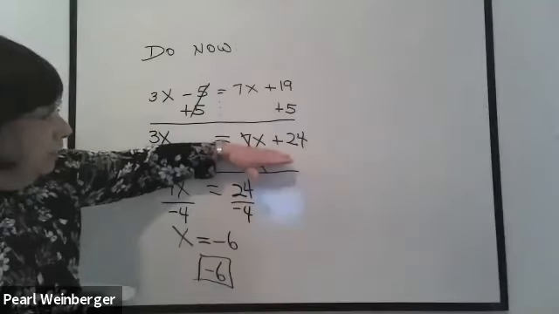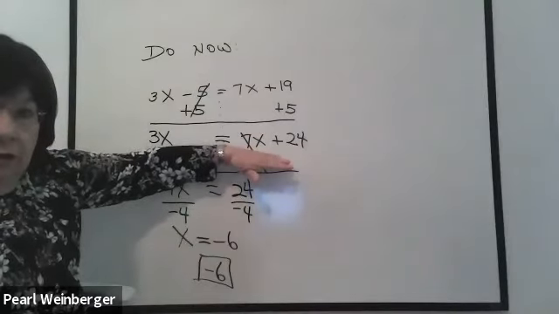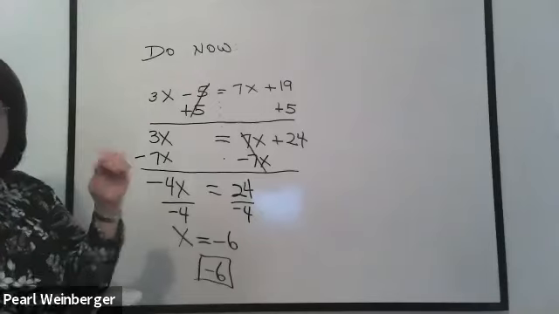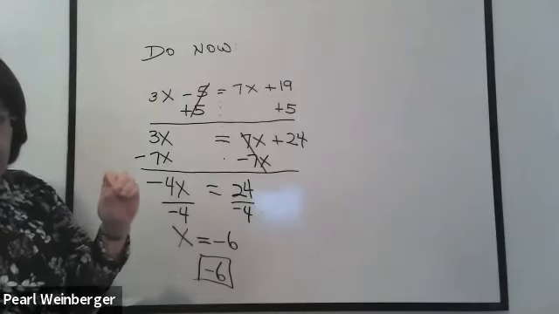When you brought down the 3x equals 7x plus 24 right over here, right? Yeah, what I did was I subtracted 3x on both sides. I thought the answer was going to be the same, but it's different because I got a positive number instead of a negative number. Okay, so here's what you did wrong.